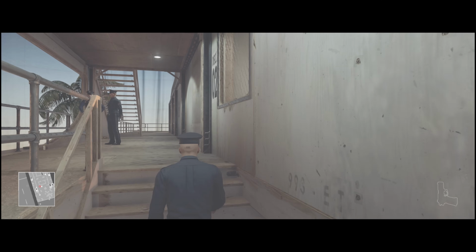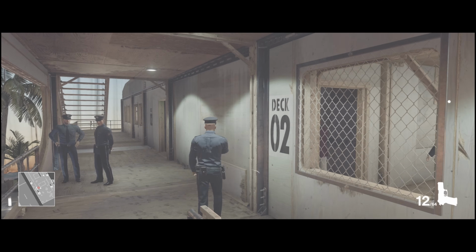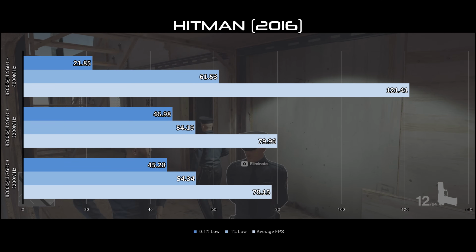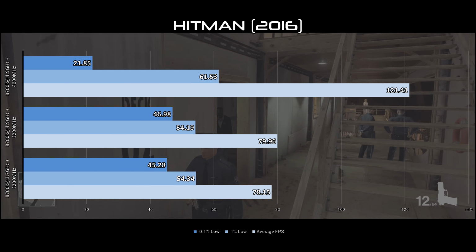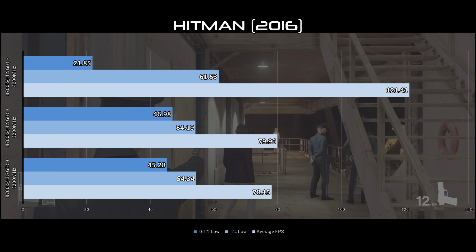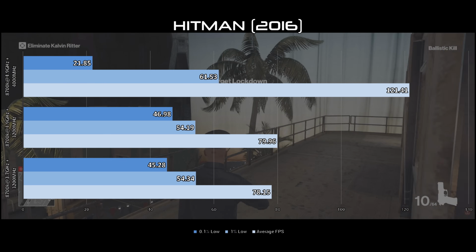At 4.9 GHz with 3200 MHz memory, we saw an average frame rate of about 80 FPS with a low of 54. Doing nothing but overclocking the memory to 4000 MHz, we saw the average frame rates jump up 52%, with the 1% lows jumping up a solid 14% in their own right.